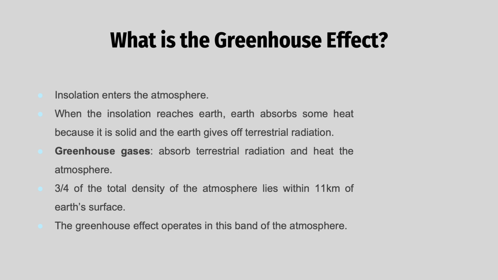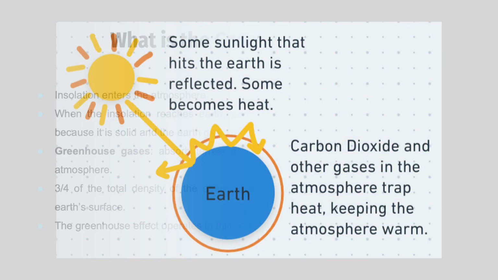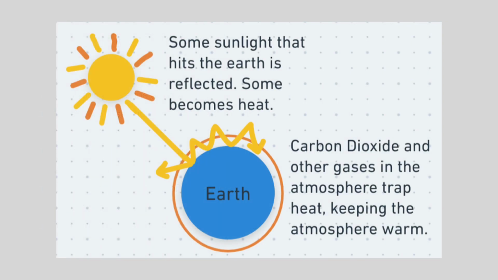The greenhouse effect operates within the 11-kilometer band of the atmosphere above the Earth's surface. Looking at this diagram, you can see where sunlight heats the Earth and that some gases can trap the heat to warm the atmosphere.